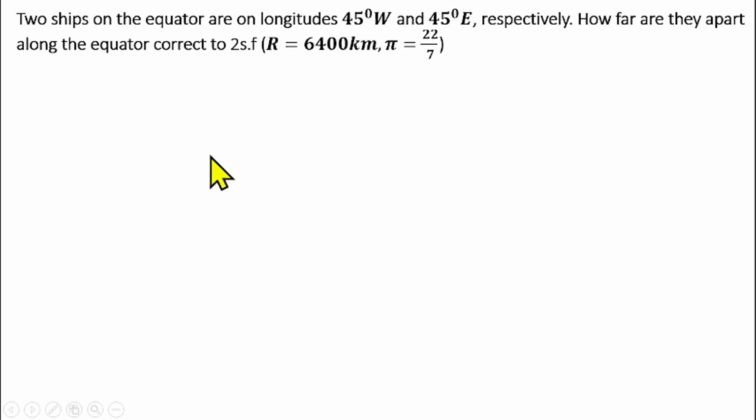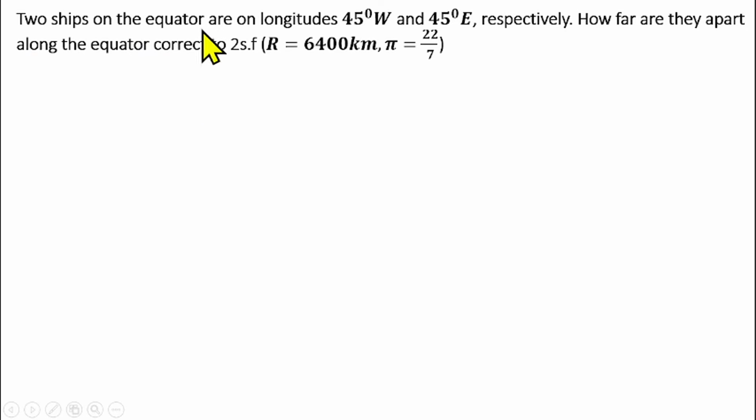But not in coordinate form. They didn't give the geographical location of the two ships in coordinate form, but you can represent it yourself if you want to represent the geographical location of the two ships.